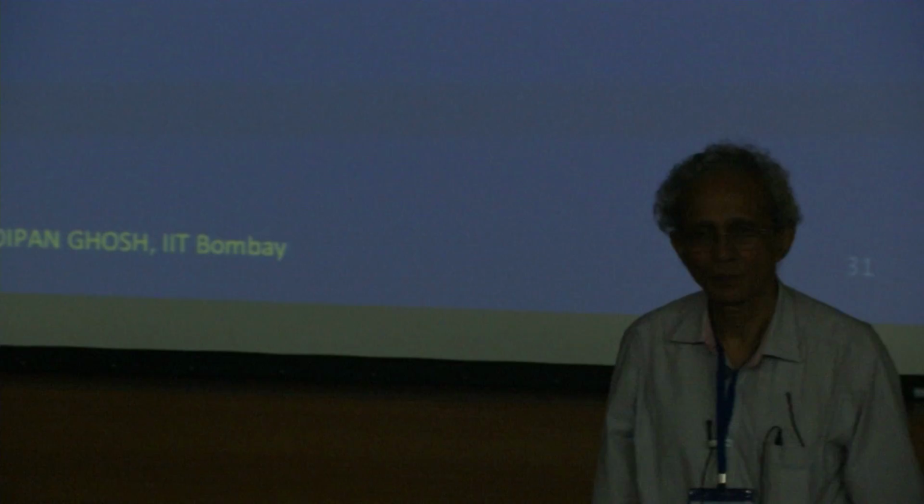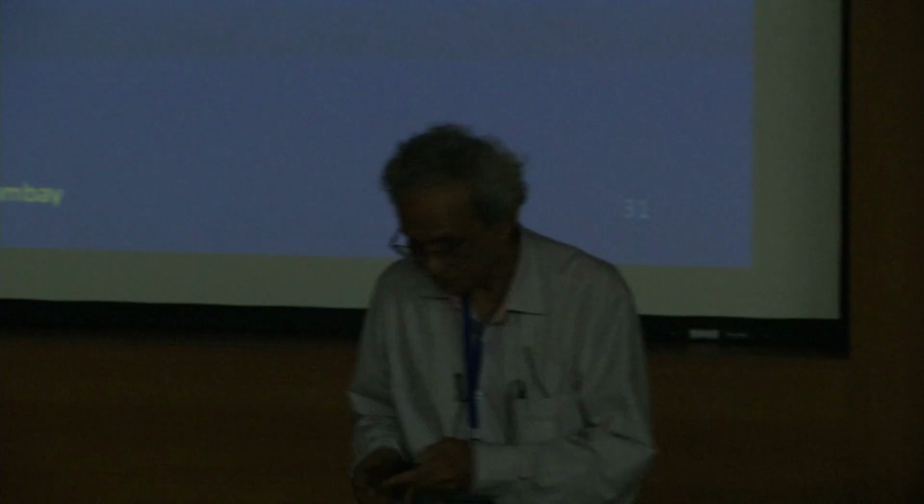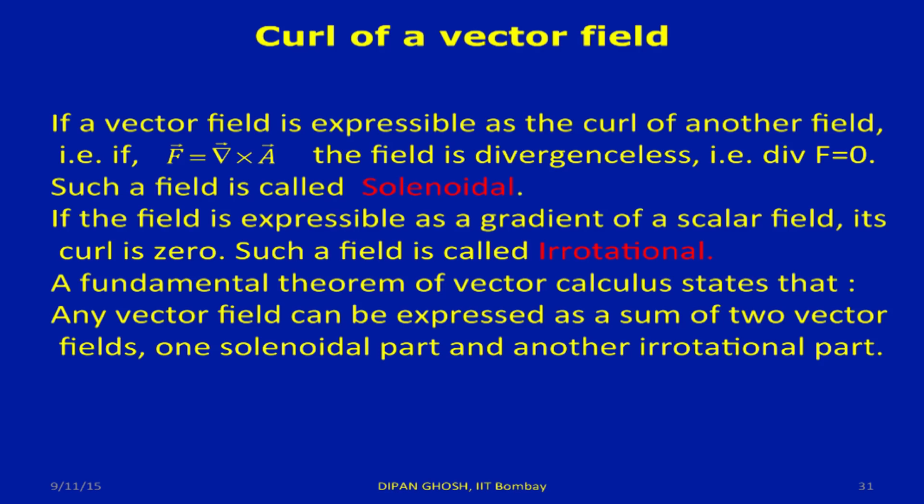Am I clear? Okay. So now, if the field is expressible as a gradient of a scalar field, we have just now said its curl is zero. What is such a field called? Irrotational field. Which field that you know is an irrotational field? Yes, somebody? Okay, partially correct. He says electric field. Louder, electrostatic field is the correct answer. Okay, gravitational field is of course correct.